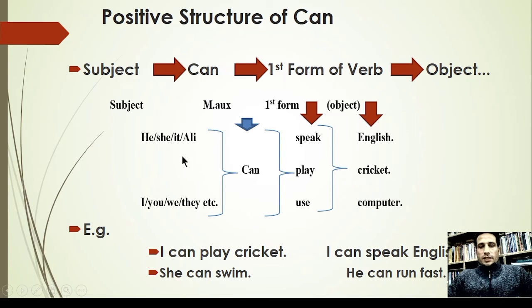It means that he is able, or he has the ability, to speak English. She can play cricket. Ali can use a computer. I can speak English. You can play cricket. We can use a computer, and so on. More examples: I can play cricket, I can speak English, he can run fast, he can swim, she can swim, etc. So these are some of the examples. Now you can see subject, can, first form or base form, and then the object.